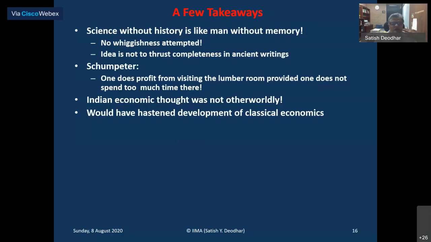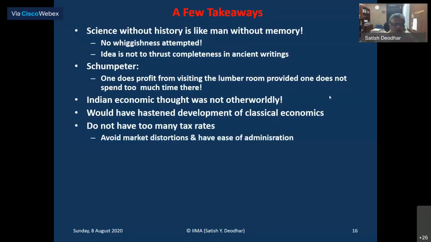In fact, there are others, Spengler and a few others, who say that had this literature been available to the West earlier, classical economics would have developed sooner. So this is again a good complement to the literature. I think I've talked about there being not too many taxes and tax rates, which avoids market distortions and eases administration.